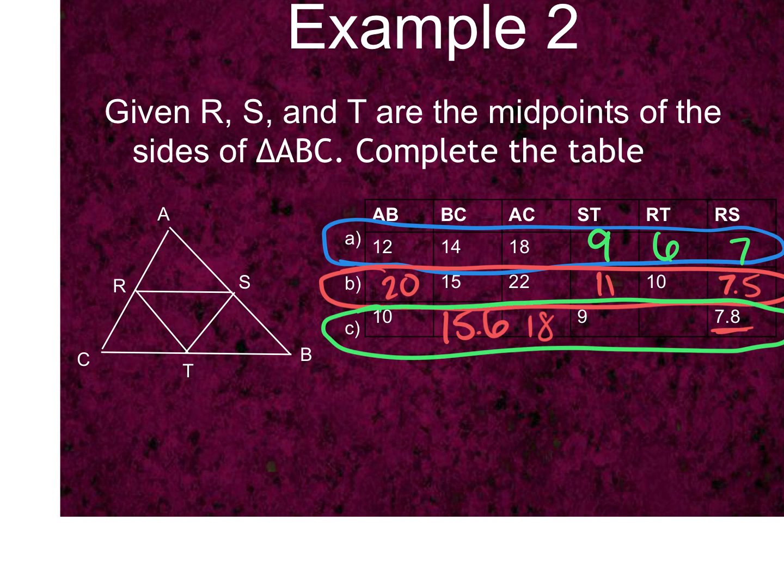It would be 20? Remember, AB is the larger or the smaller piece? It's the larger one. So if it's 10, instead of multiplying by 2, what do we do? Divide by 2. So it should be 5. RT is going to be 5.